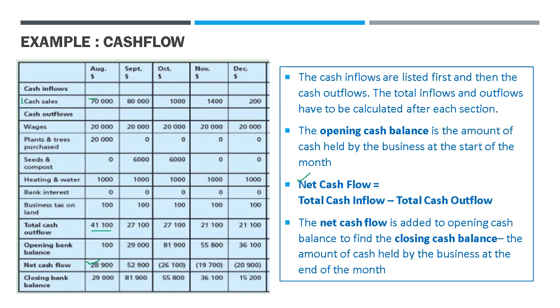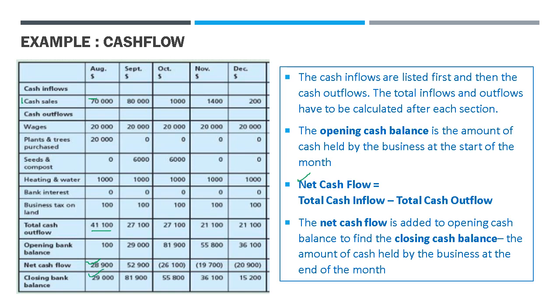So there is something called the opening bank balance. Opening bank balance is the amount of cash held by the business at the start of the month. So this is $100. If you add $100 to the net cash flow, that becomes the closing bank balance for the month of August.